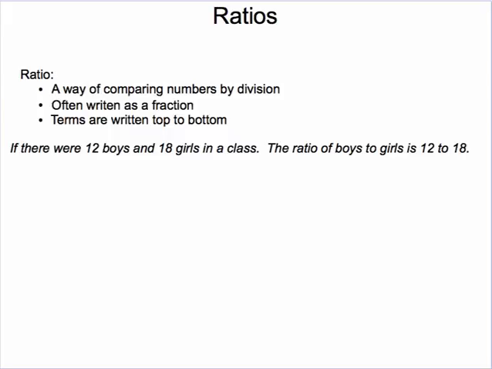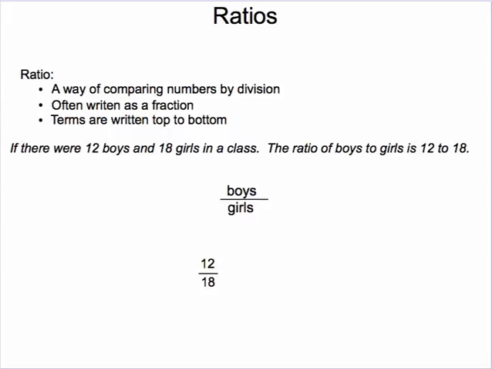Okay, so the first thing that we're going to need to do is make our division bar. And let's use words to set up our ratio. So if you look over here, it says boys to girls. So we want to put boys as the numerator and we want to put girls as the denominator. So let's look at what this is going to look like as a fraction. If there were 12 boys, so 12 needs to go on top, and 18 girls in the class.